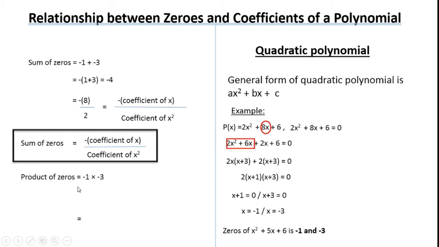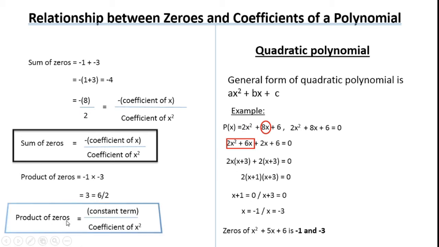The other one, we can find the product. The product of the zeros equal to minus 1 into minus 3. So it is 3. This 3 we can write as 6 by 2. See here, 6 is the constant term and 2 is the coefficient of x square. So we can write product of zeros equal to constant term by coefficient of x square. See, these two are the relationships between the zeros and coefficients of a quadratic polynomial.